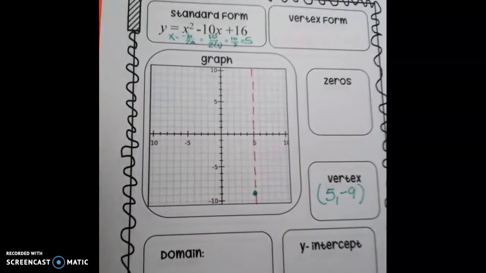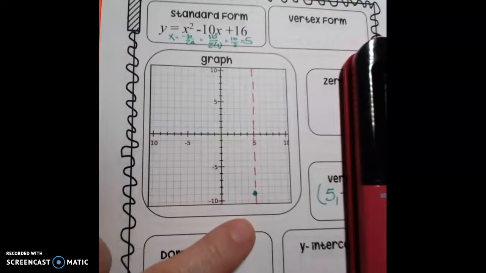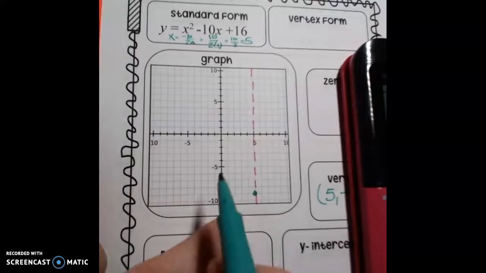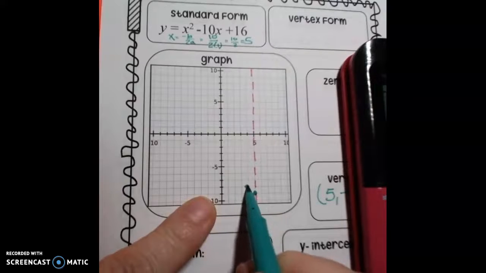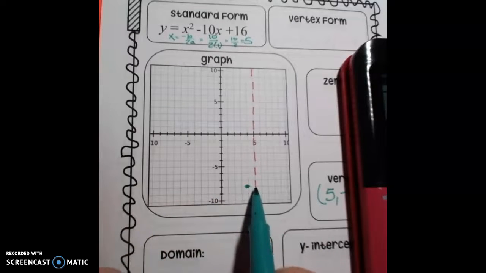Using our table, I'm going to go ahead and get some more points. So if x is 5, that's our vertex right now. If x is 4, y is negative 8. So I go 4, negative 8. If I look, I can see if it's 6, it's negative 8, but I can use symmetry too. This point is 1 point to the left of the axis of symmetry, so this one is going to be 1 point to the right.